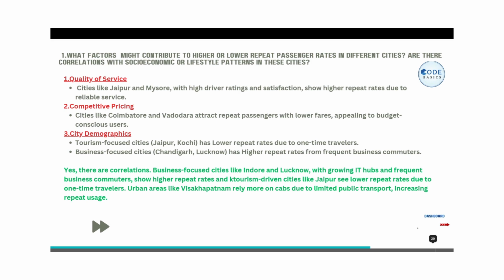Is there a correlation with socioeconomic or lifestyle patterns in these cities? Yes, there are correlations, because business-focused cities like Indore and Lucknow, with growing IT hubs and frequent business commuters, have higher repeat rates, and tourism-driven cities like Jaipur see lower repeat rates due to one-time travelers. Urban areas like Visakhapatnam rely more on cabs due to limited public transport, increasing repeat use.